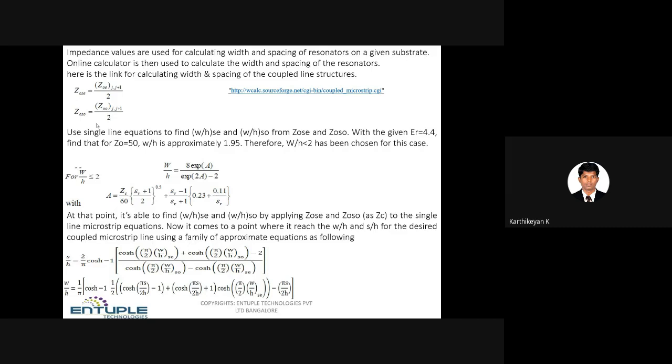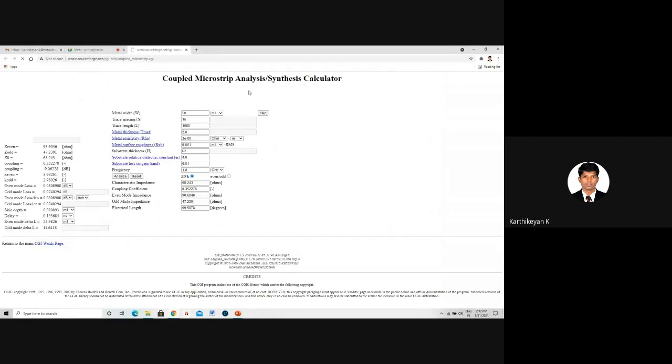Once you find the even mode and odd mode impedance values, we can go to this website. I'm clicking on the link, so it will take you outside my Google Meet to the browser. In this you can find the filter width, that is, each resonator's width. This is the width. We need to find the width, then S is the spacing between these resonators, and L is the trace length, the length of each resonator. So we need to calculate these first three.